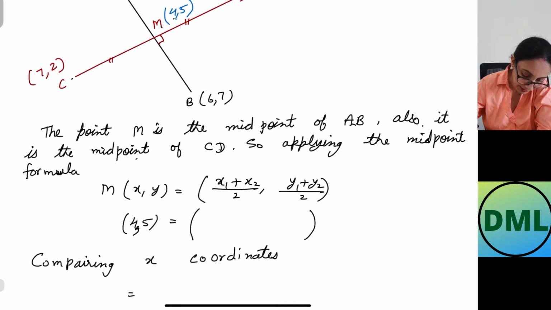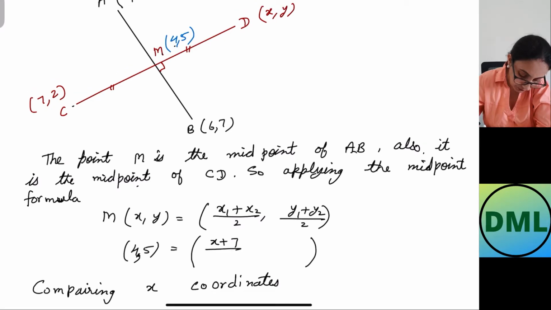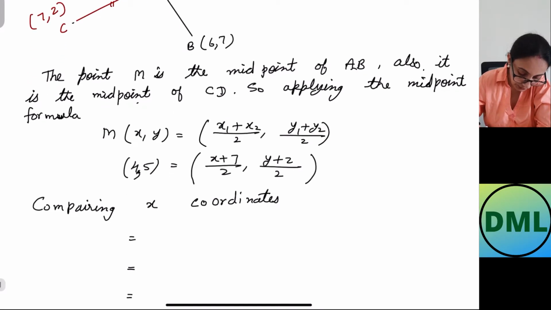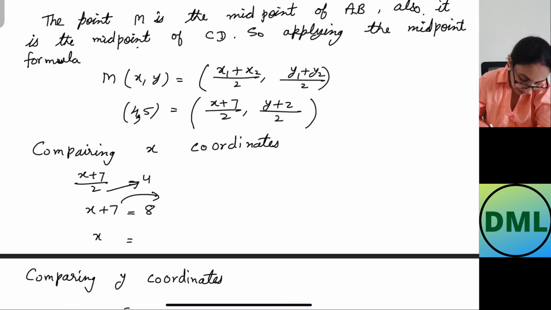So the midpoint is given by (x1 plus x2) by 2. So (x, y) is (4, 5), (x plus 7) over 2, (y plus 2) over 2. Now comparing the x coordinate, we get (x plus 7) by 2 is equal to 4. Move this 2 to the right hand side. Cross multiplication: x plus 7 is equal to 8. Move this 7 to the right hand side. It will be x is equal to 8 minus 7. This implies that x is equal to 1.